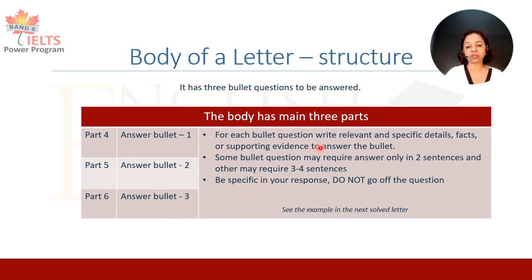For each bullet question, write relevant and specific details, facts, or supporting evidence to answer the bullet. Some bullet questions may require an answer in only 2 sentences, and others may require 3 to 4 sentences. When you are giving your answers, be specific in your response and do not go off the question. You will see a sample in the next letter where you will see how these three bullets are answered in three different paragraphs.